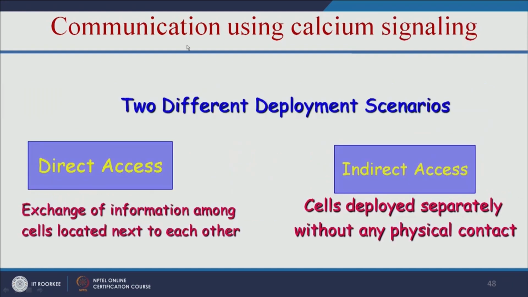So, the next example is communication using calcium signaling. Here two different deployment scenarios are available. The first one is direct access and another one is indirect access. In direct access there is exchange of information among cells located next to each other, and in indirect access the cells can be separated without any physical contact and the information can still reach the receiver.